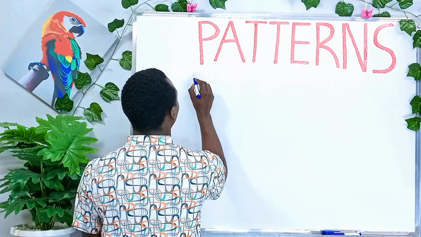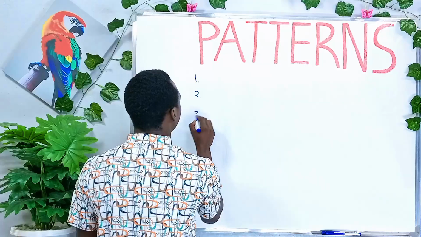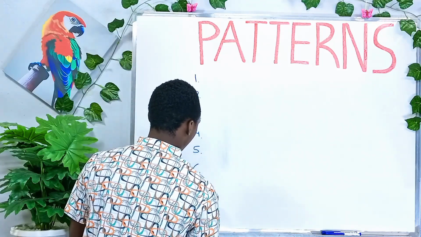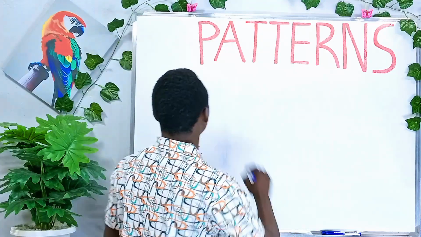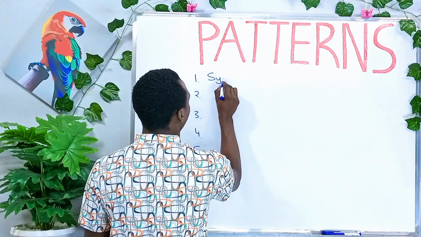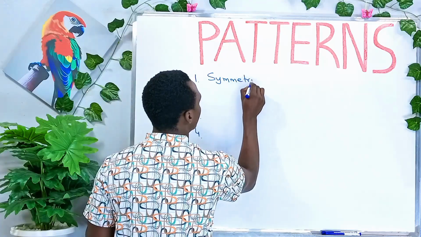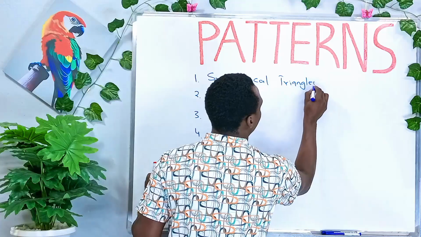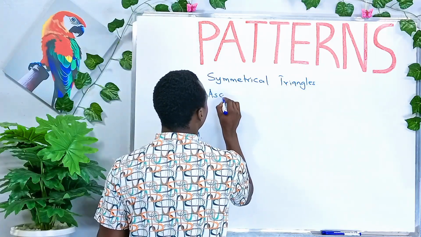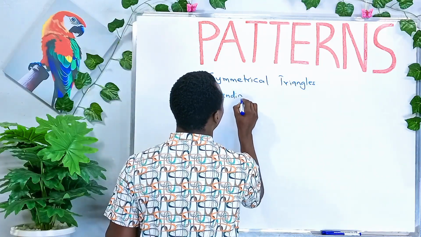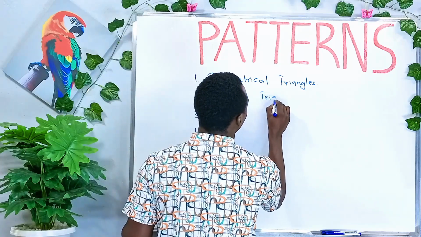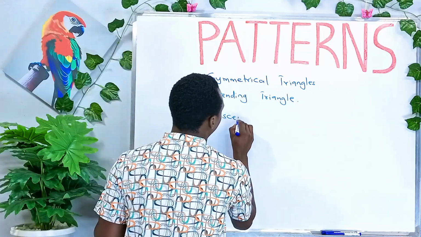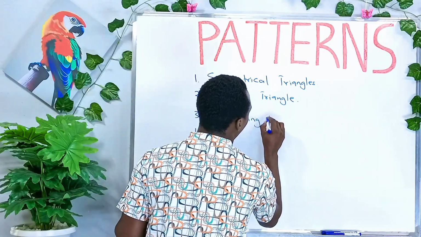So I said I have identified around 6 or 7 types of patterns. First is symmetrical triangles. You will come across ascending triangle. You'll come across descending triangle.